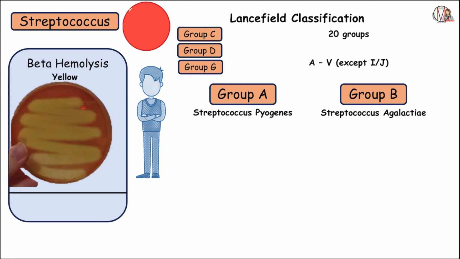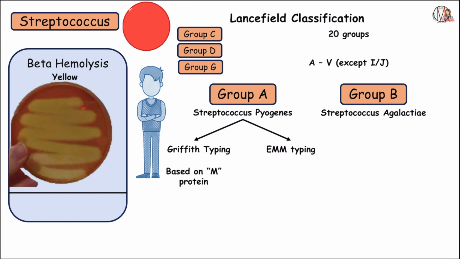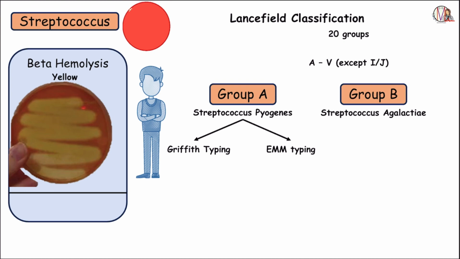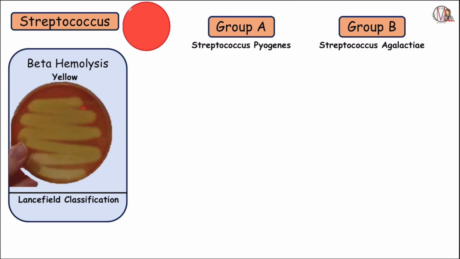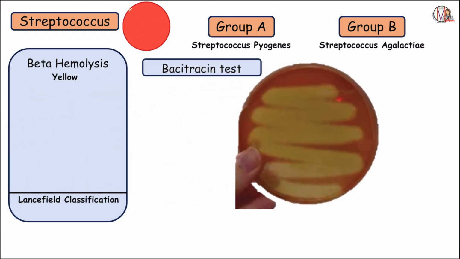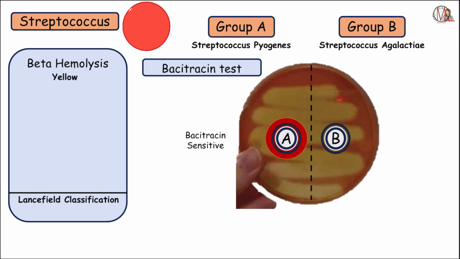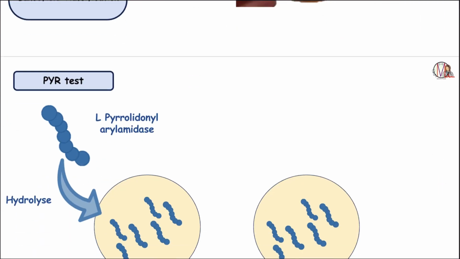Group A streptococci are classified using two typing methods: Griffith typing and EMM typing. Griffith typing relies on the M protein, while EMM typing is based on the M gene. To differentiate between Streptococcus pyogenes and Streptococcus agalactiae, a bacitracin test is conducted. In this test, colonies of Streptococcus pyogenes are sensitive to bacitracin and die off, while those of Streptococcus agalactiae remain unaffected, showing resistance. Another test is the PYR test.